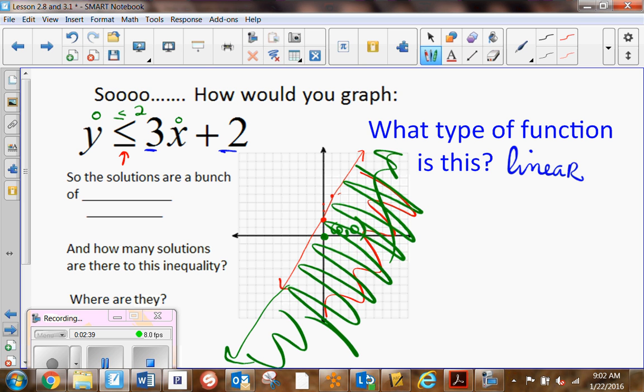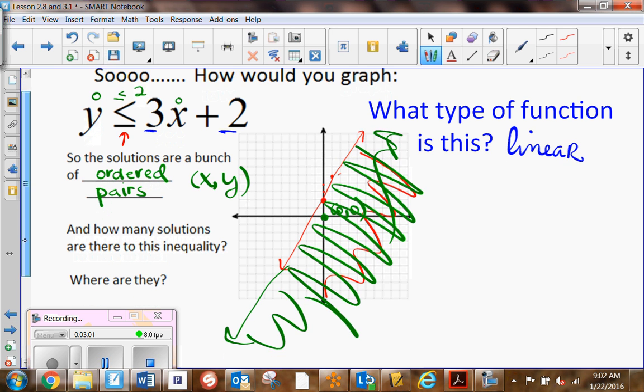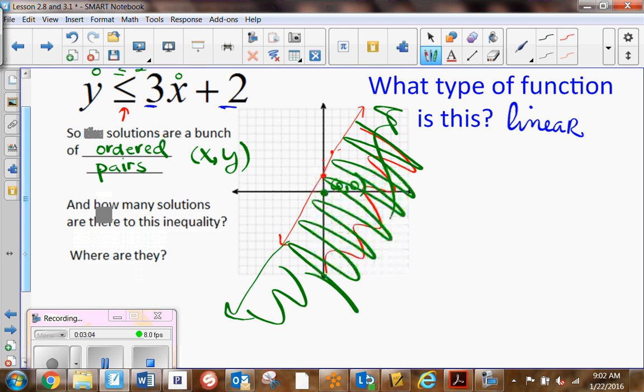So the solution to this inequality is a bunch of, not numbers, but a bunch of ordered pairs. I need a set of ordered pairs because I need an x and a y to plug in to see if it's true or not. So the solution's not real numbers, it's ordered pairs. And how many solutions are there to this inequality? Well, this ordered pair would work, this ordered pair would work, this ordered pair would work, this ordered pair would work.